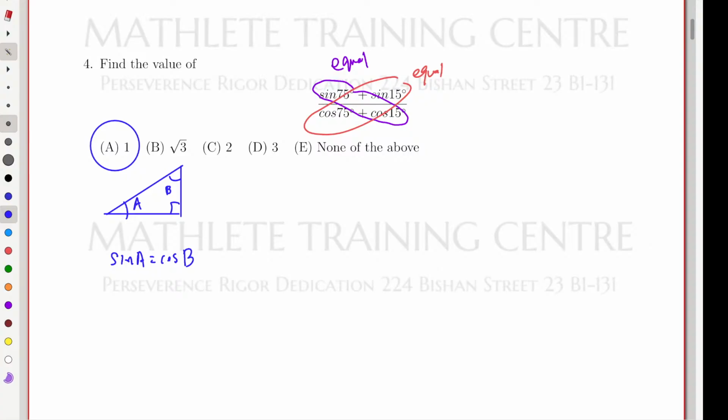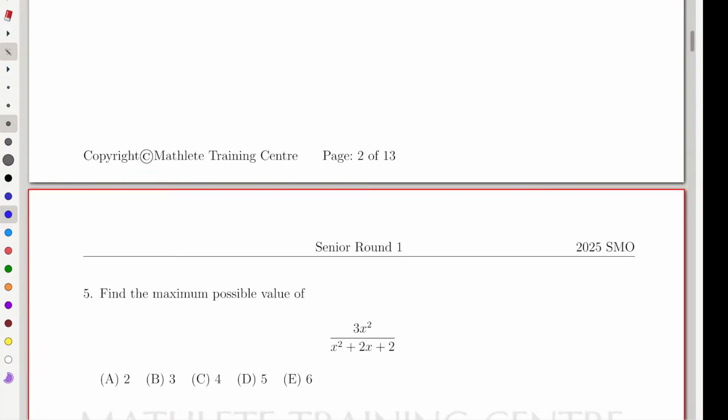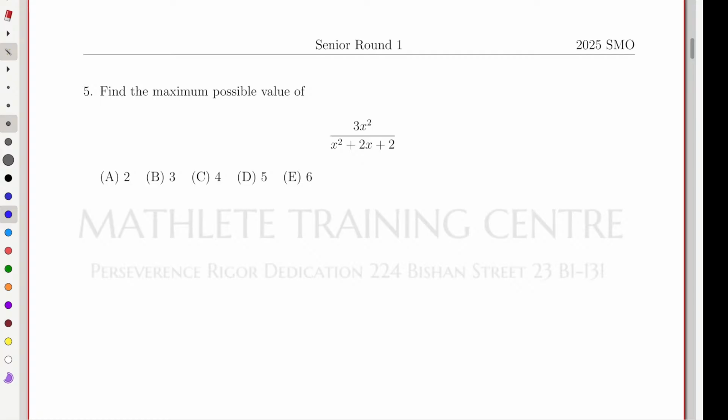Okay. Question number 5 wants you to find the maximum possible value of this: 3x squared over x squared plus 2x plus 2. Now, this expression by itself is not very nice to deal with because the denominator is the term that is going to be a little bit more challenging to deal with here. So what can we do to this expression? Well, if I want to make the denominator nicer, I can instead change 3x squared to the denominator. The maximum of this thing is equal to the minimum of x squared plus 2x plus 2 over 3x squared.